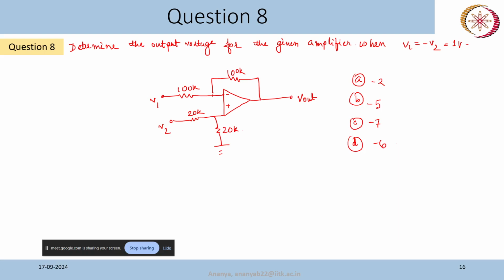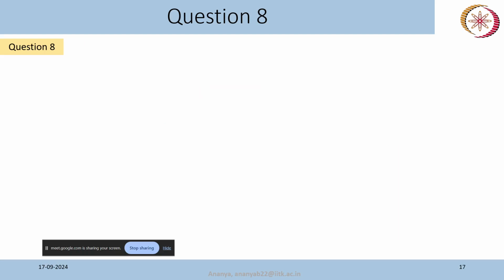Okay, I hope that you have solved the question. Let me solve this also. So I will draw the circuit again here. This is the non-inverting terminal. This is the inverting terminal. The applied voltage is here V1. This is 100K. This is also 100K.